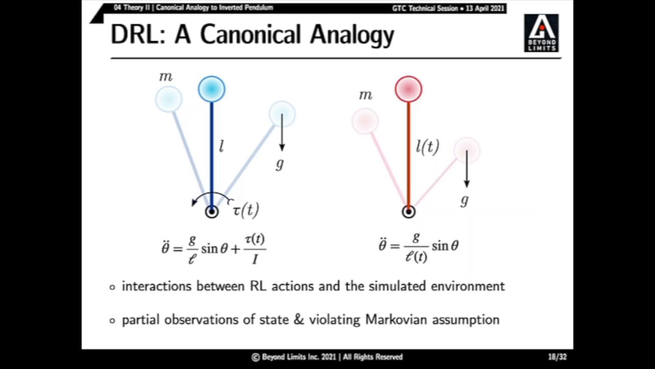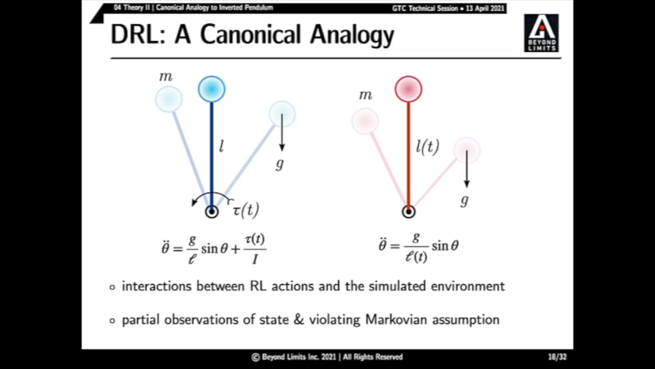an inverse pendulum problem, which I will refer to several times in the coming slides for its simplicity. On the left here, we have a blue pendulum, and on the right we have a red pendulum, and both of these pendulums start off initially off-center. The blue pendulum has an arm of fixed length, and we apply a torque tau to perturb the system.